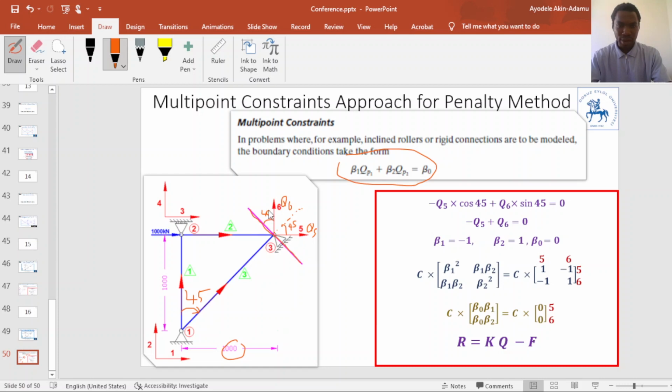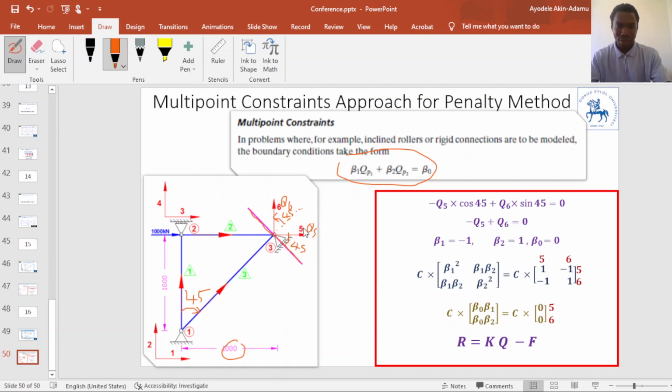So resolving Q5 and Q6 along the magenta line, the Q5 component is pointing downward, so once it's resolved along the magenta line, it will point downward. So we have minus Q5. Sorry, I made a mistake with the angle, it's actually 45. They are both 45 actually, but let's use this one as 45.